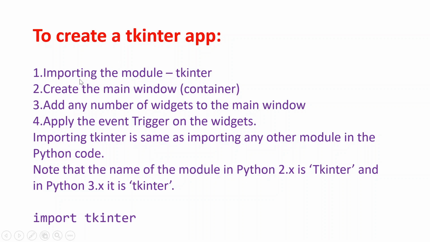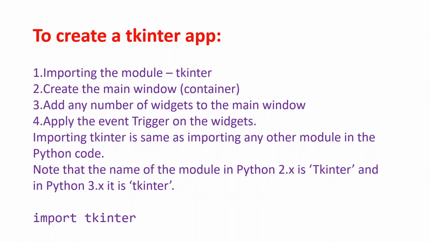First you have to import the module Tkinter. Create a main window, meaning you have to create the main window of a GUI. Then add any number of widgets in the main window, such as a button, label, radio buttons, frames, etc. Apply event triggers on the widgets, meaning when you click on a button, a particular action has to be taken. When you click on a label, or on a drop down list, it will take a particular action. Those events you can add to your widgets. Importing Tkinter is the same as importing any other module in Python code.